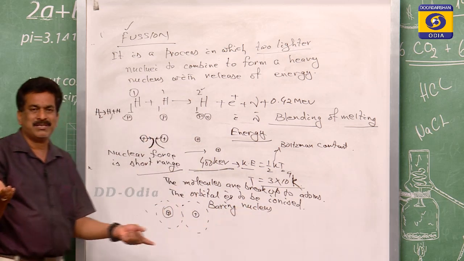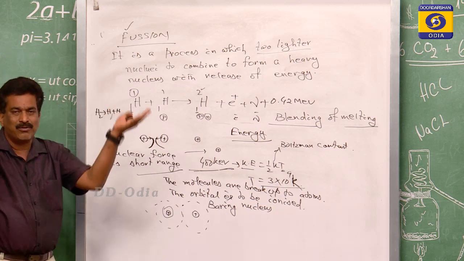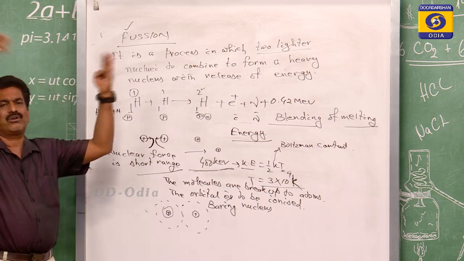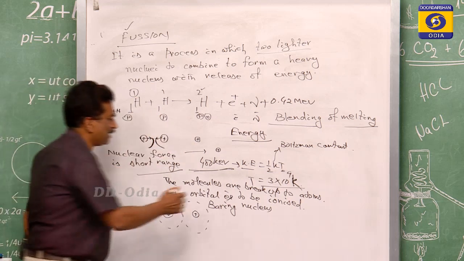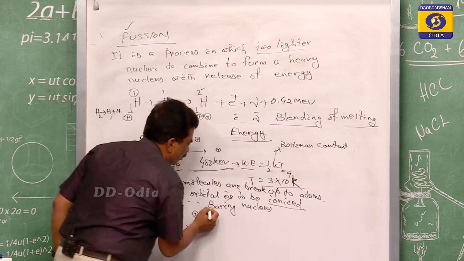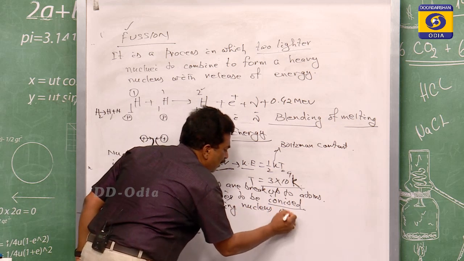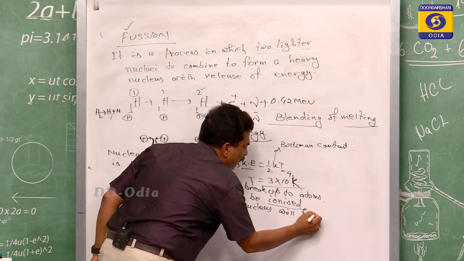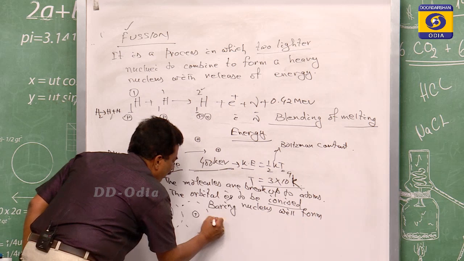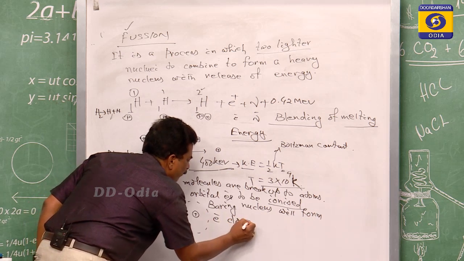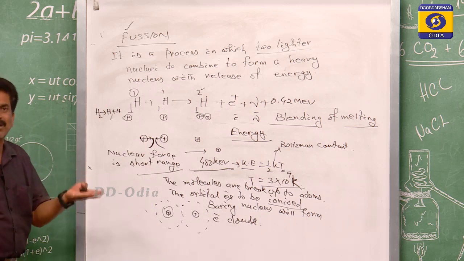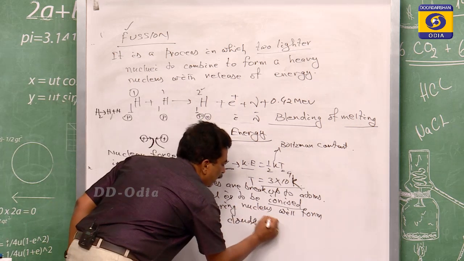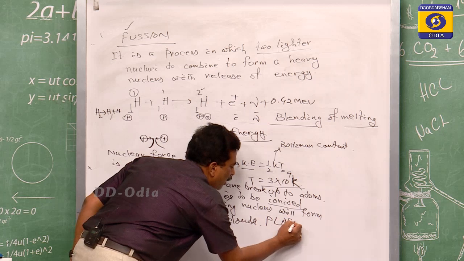Bearing nucleus means the electrons which are outside of that one, the electrons being excited towards the outermost one, that means it is ionized. So the bare nucleus will form electron clouds. They will form the electron clouds, and the formation of that electron cloud is known as plasma.